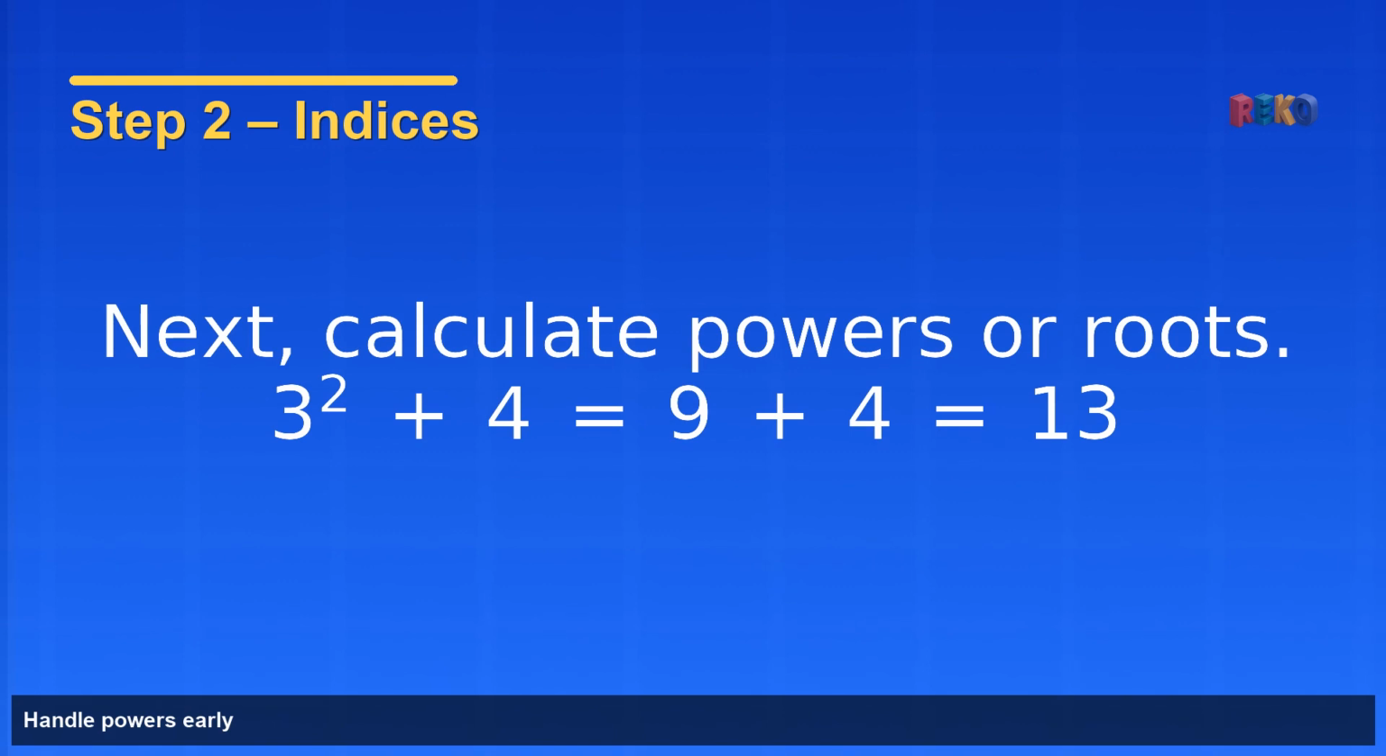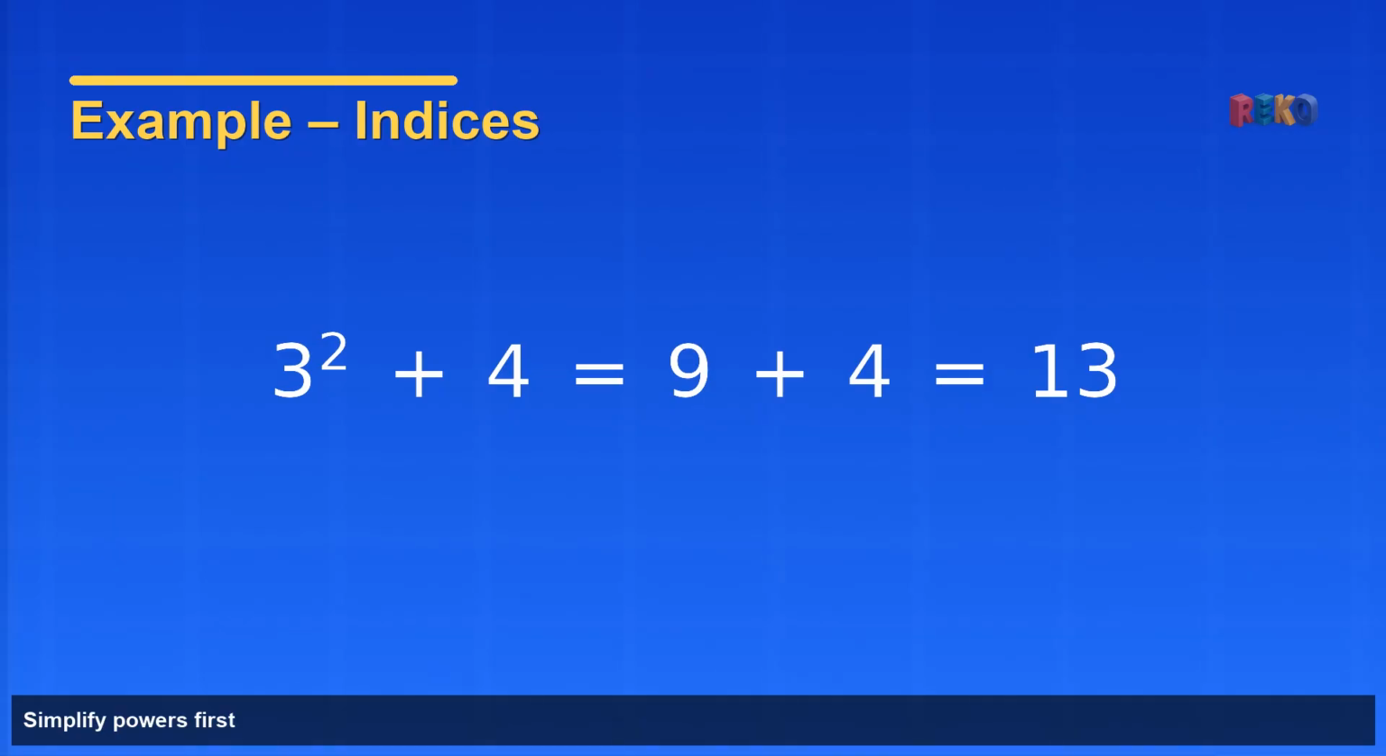After completing the brackets, the next step is to handle any indices. That means powers or roots. Powers show repeated multiplication, so 3 squared means 3 times 3, which equals 9. Only after simplifying powers do we continue with the rest of the operations. For example, 3 squared plus 4 equals 9 plus 4, giving 13. Always deal with powers before any multiplying, dividing, adding, or subtracting. 3 squared is 9, then add 4 to get 13.